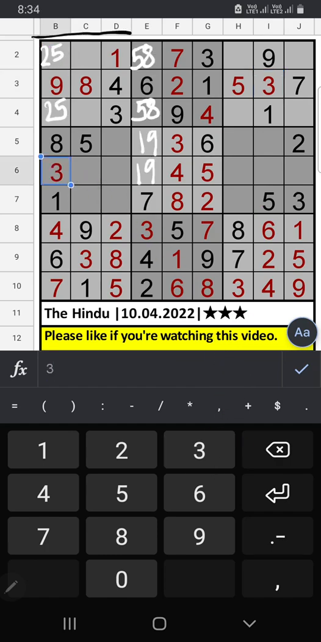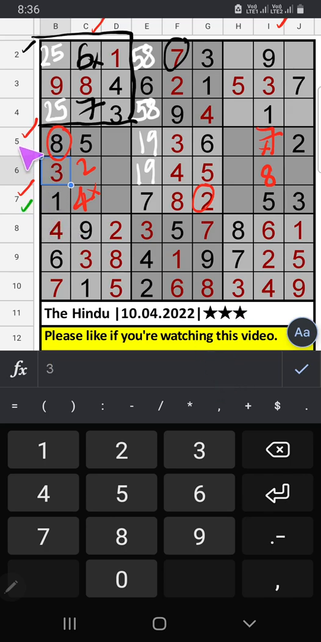First grid, two numbers are remaining, 6 and 7. Second row, we have 7, so 7 can't come in this cell, 7 is confirmed here, then 6 is here. Column C, two numbers are remaining, 2 and 4. Seventh row, we have 2, so 2 can't come in this cell, 2 is confirmed here, then 4 is here. Column I, two numbers are remaining, 7 and 8. Fifth row, we have 8, so 8 can't come in this cell, 8 is confirmed here, then 7 is here.